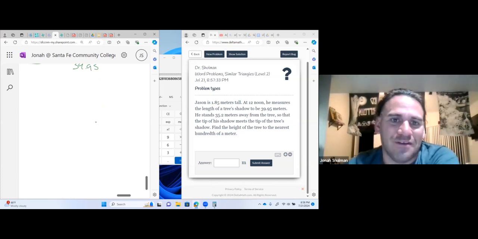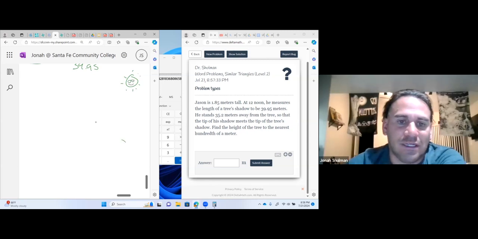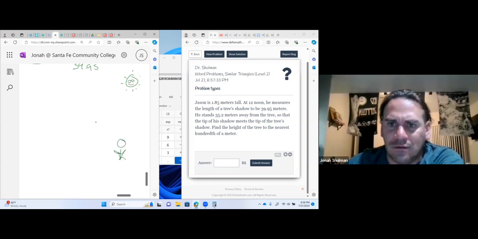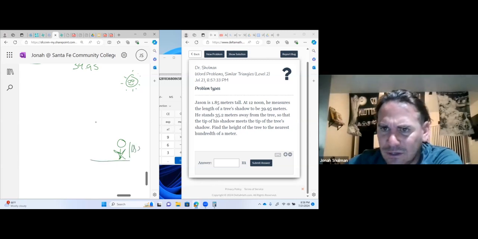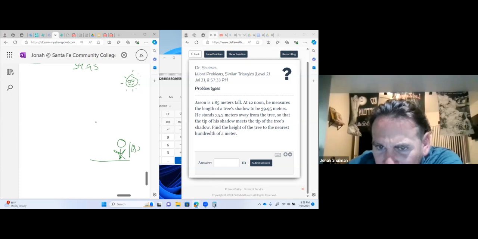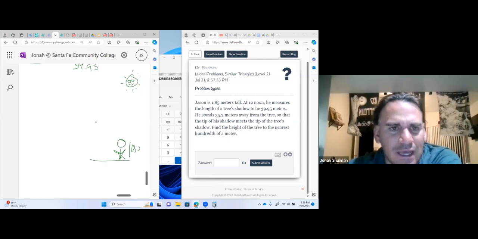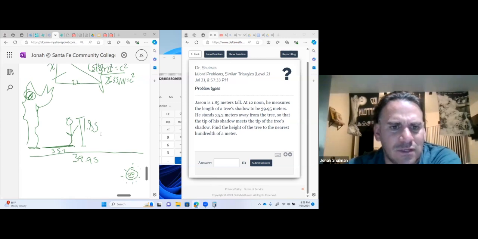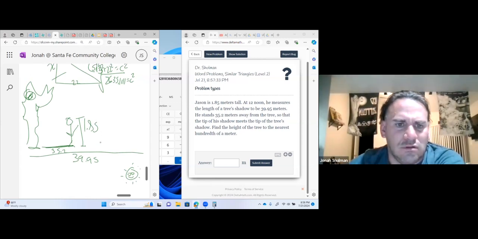This is wild. So we have a bright sunny day. Look at that happy sun. So you got a kid who's 1.85. His shadow is here, so that the tip of his shadow meets the tip of the tree shadow. No, I think I had it right. The tip of his shadow is here, meets the tip of the tree shadow. Yeah, that's it.